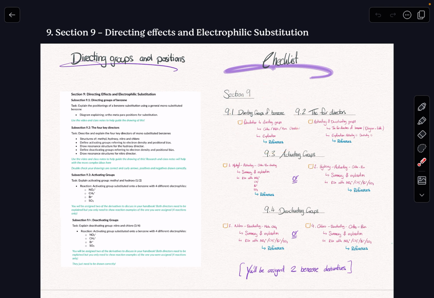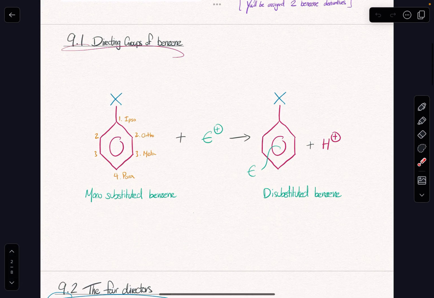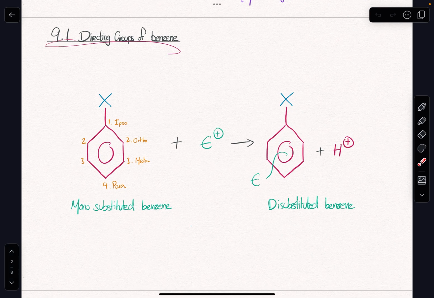So what does this actually mean? I think directing groups is the first time I've mentioned this. I have mentioned the names para-substituted before, so you might have an idea of what this is, but I'm going to go into a little bit more information now. Let's go.